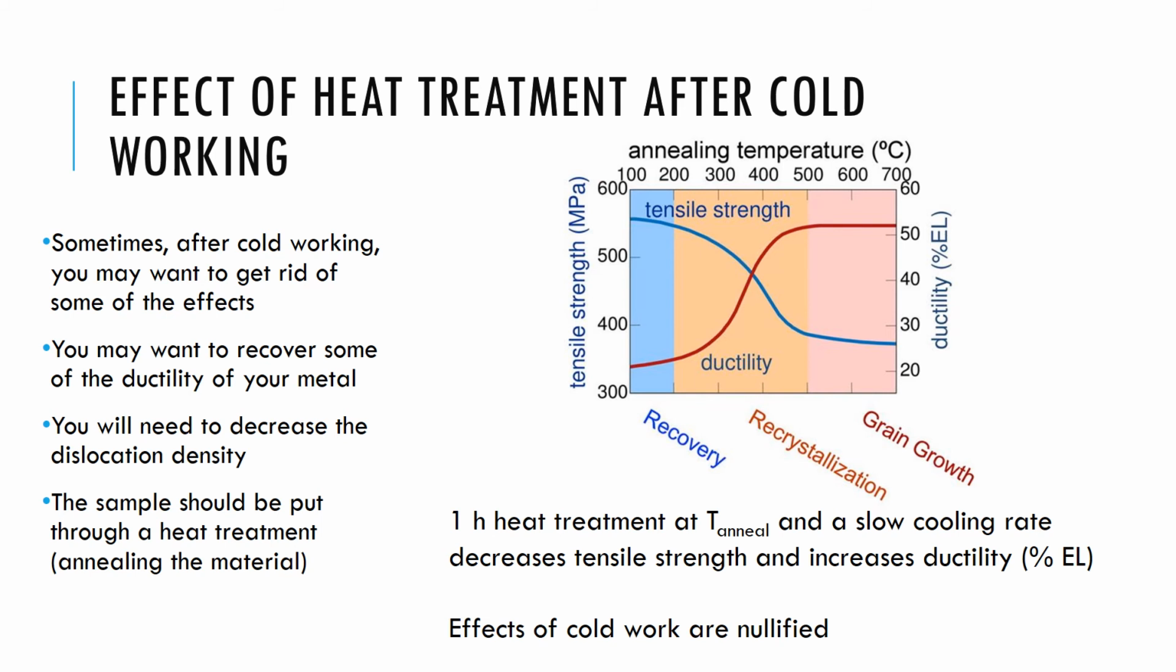Now, sometimes once we've cold worked a material, we might want to get rid of some of the effects of that cold working. We might want to recover some ductility of the sample. So here we need to think about reducing slightly the dislocation density. And the way we do that is to put it through a heat treatment. We call that annealing the material.